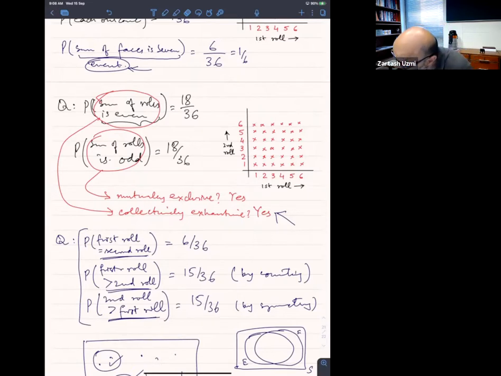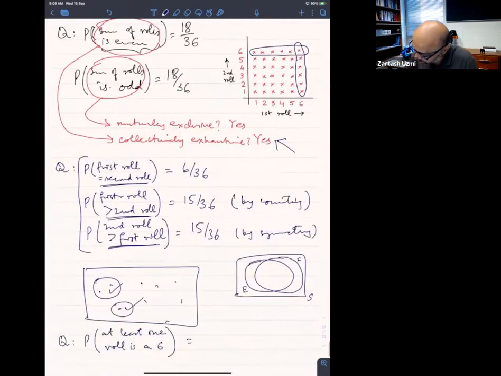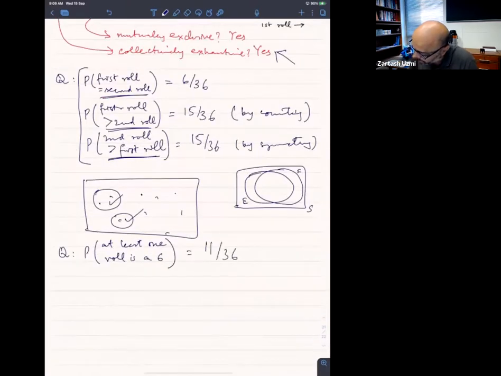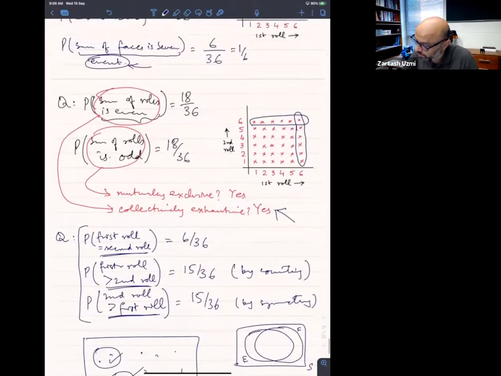Okay? काउंट करते हैं कि कौन कौन सी हैं आपकी। ये पूरी 6 वाली लाइन है, ये पूरी 6 वाली लाइन है और ये पूरी 6 वाली लाइन है। ठीक है, डबल काउंट नहीं करना है। कितने पॉइंट्स हैं? 1 2 3 4 5 6 7 8 9 10 11। So this is 11 out of 36. 11 out of 36. काउंट कर लें इसको, 11 out of 36.